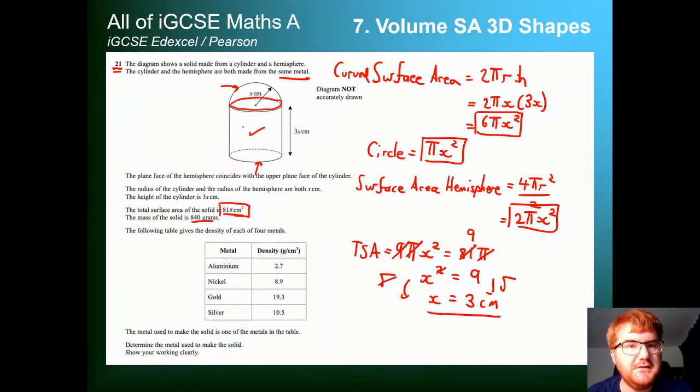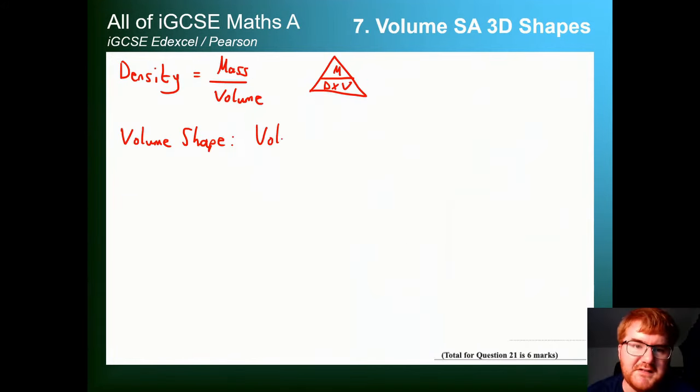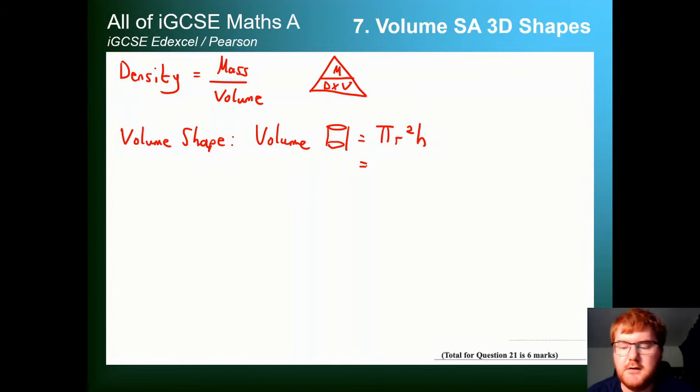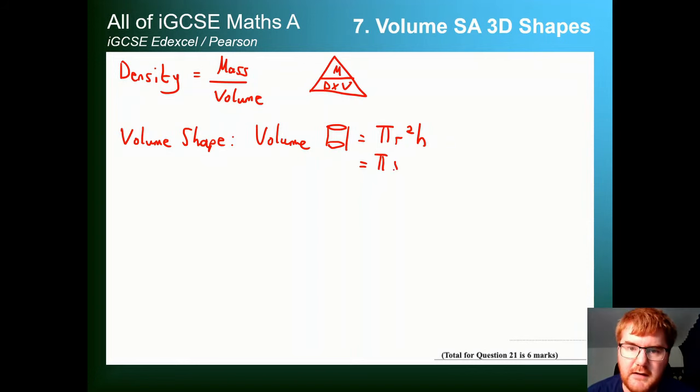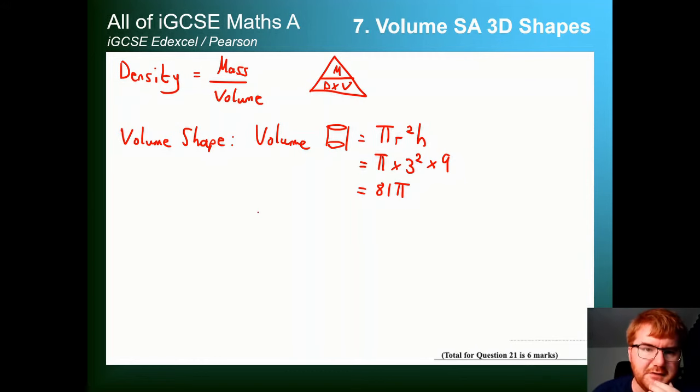So we divide this into 2 parts. So the volume of the cylinder, so this part here, well, this is equal to pi r squared h. Now we know what the radius is. Now it's 3, and we know 3 lots of 3 is 9. So we know this is equal to pi times 3 squared times 9. So that's going to give us 81 pi. Notice I'm not rushing to my calculator at this point.